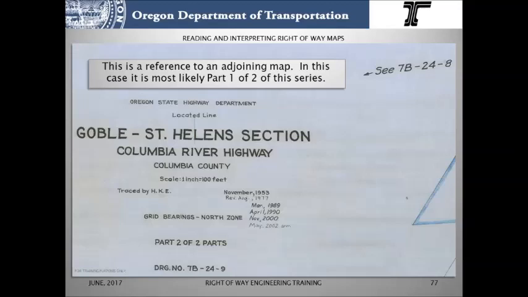So here's a reference to an adjoining map. It just says C7B-24-8. It doesn't really indicate what it was, but since the map here is 7B-24-9 and part 2 of 2 parts, one would assume that 7B-24-8 is most likely part 1 of 2.